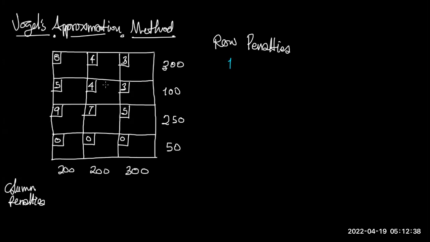The list here is 1. The next list is 4. Difference, 4 minus 3, 1. The list here is 5. Next is 7. Penalty, 2. That is 7 minus 5.